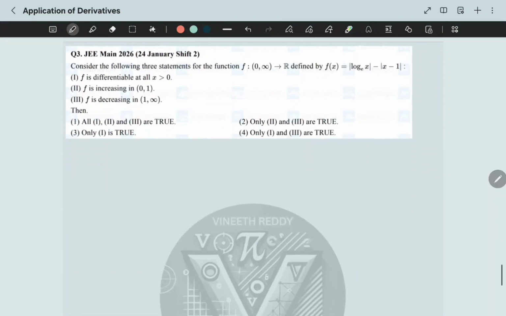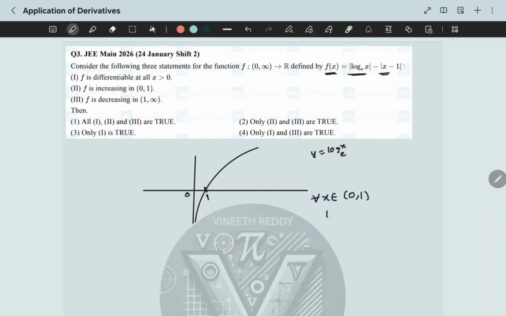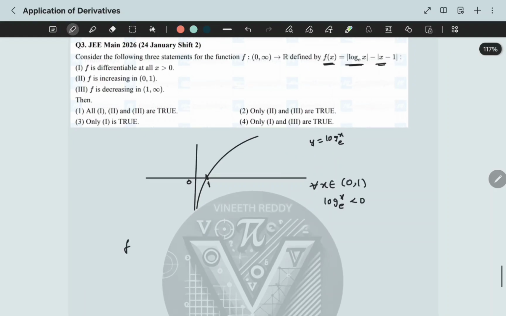The next question says, consider the following 3 statements for the function f from 0 to infinity to R defined by f of x equals mod of log x to the base e minus mod of x minus 1. See, the graph of log x is something like this. This is the graph of y equals log x to the base e, and this value is 1. That means for all x belonging to 0 to 1, log x to the base e will be less than 0, right? Now let me define the function.